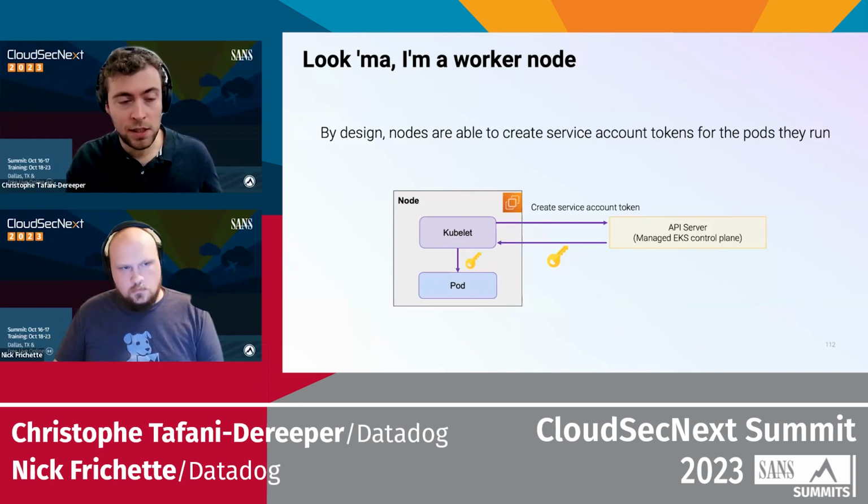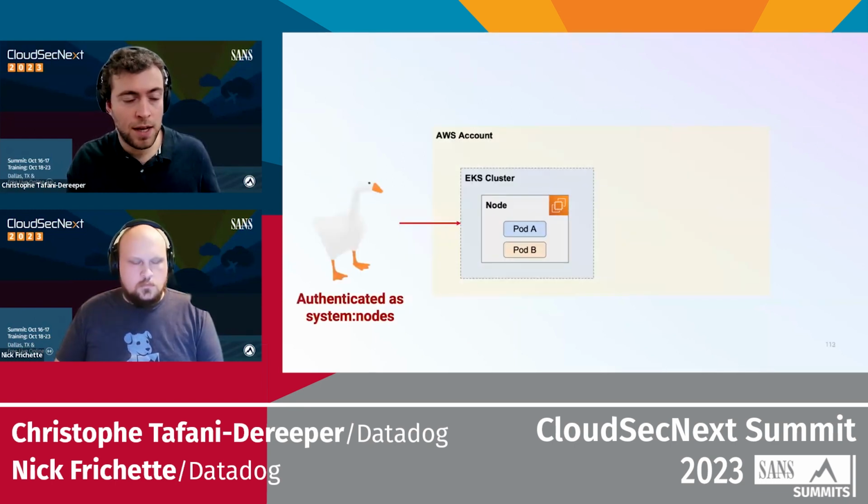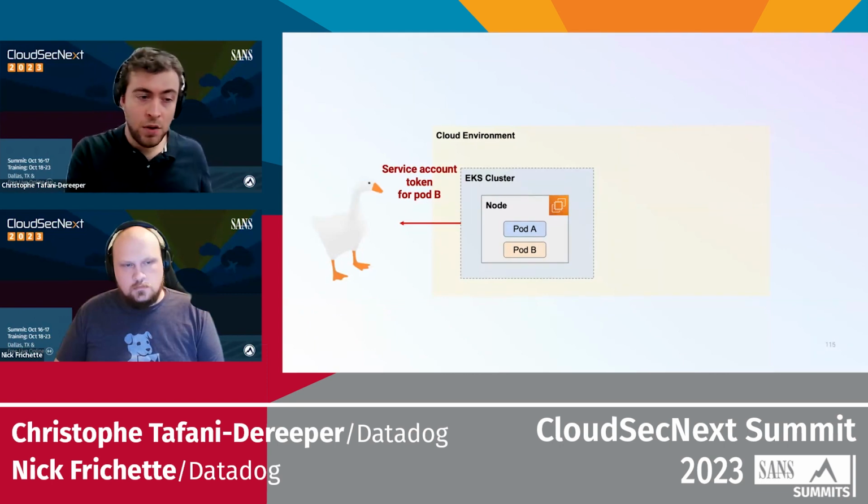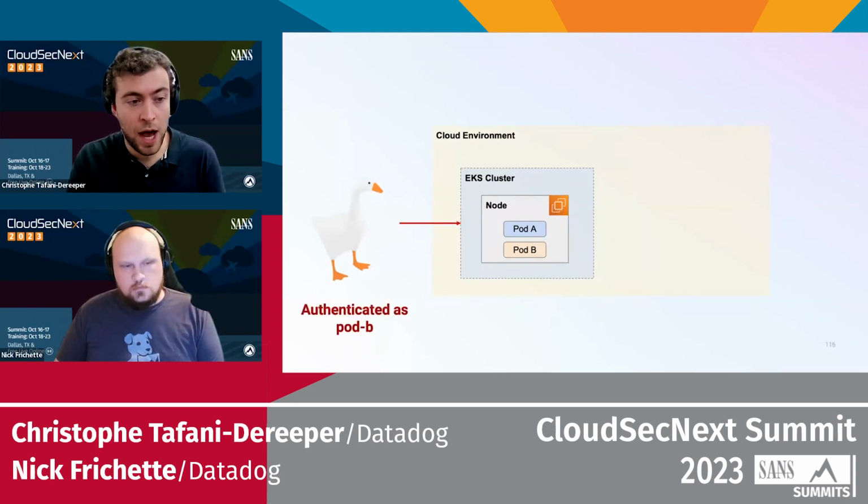So one way that the attacker can abuse it, and again, that's by design, is: we are authenticated as system:node, and we say, hey, I want to create a service account token for pod B, for the service account that pod B is using. Then you get this service account token back and you can authenticate to the API server as pod B. This was first reported by, I think, someone from Datadog. We link to the blog post in the slide, so the credit for that goes to them.